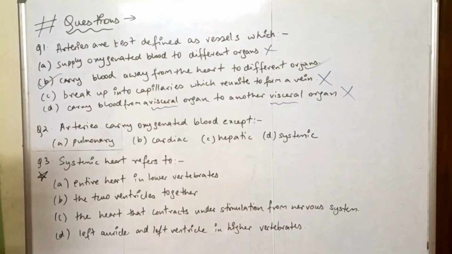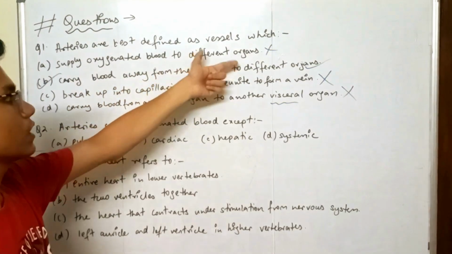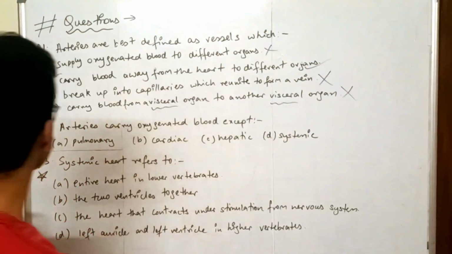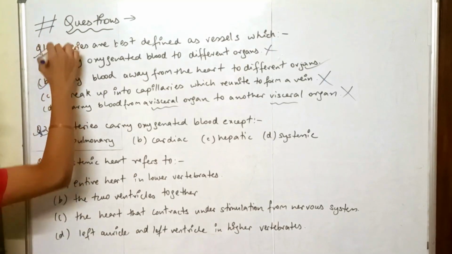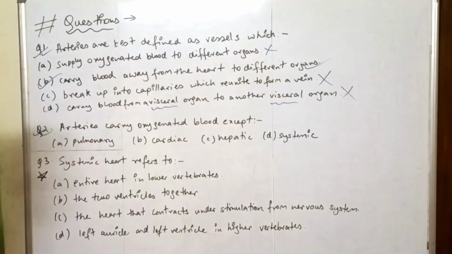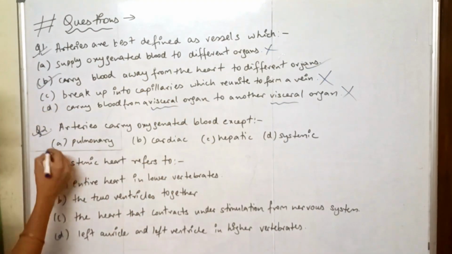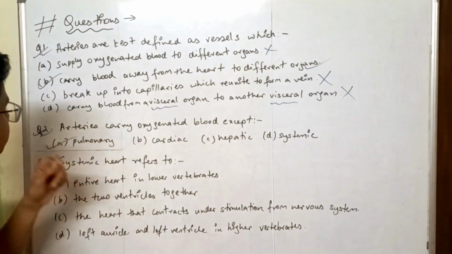Option B is your correct answer. Congratulations if you had marked the answer correctly from the beginning. Carry blood away from the heart to different organs. Basic simple definition, as good as it gets. Congratulations. Now the second question, very basic. I think you have already got this one correct without actually knowing the answer, because arteries carry oxygenated blood, except in this question only you have got it that the pulmonary will be the right answer. Okay. Any doubts? I hope not.